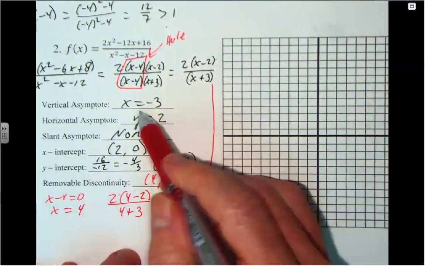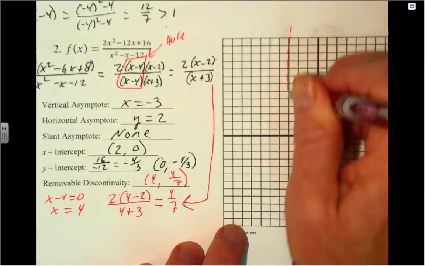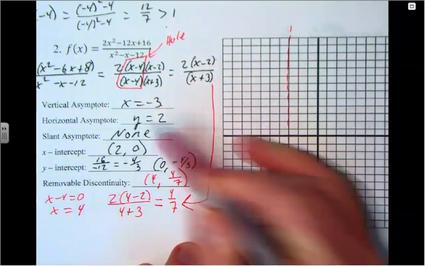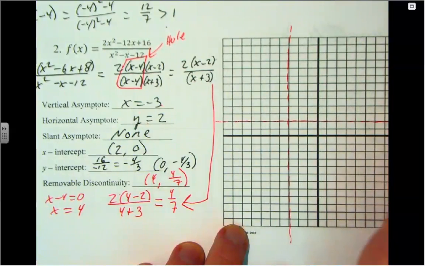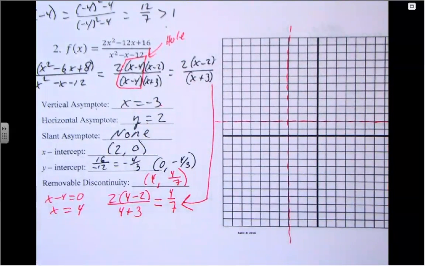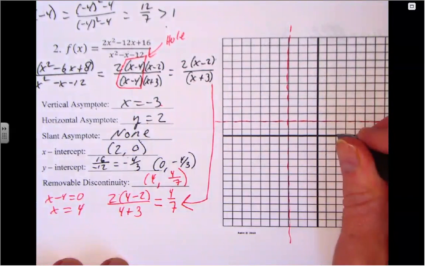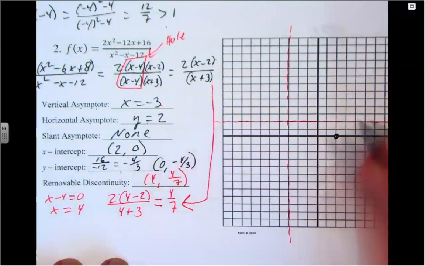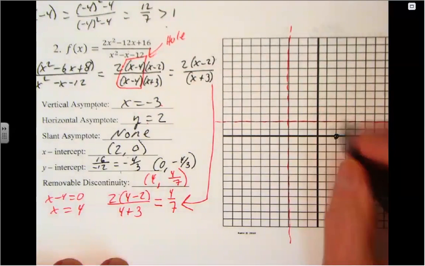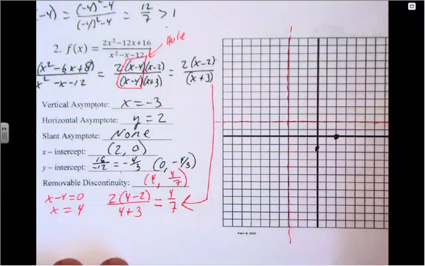So asymptotes, -3, only one. 1, 2, 3. Y equals 2. Intercepts (2, 0), so 1, 2, right there. Y-intercept, -4 thirds, a little less than 1. So -1, a little more than that. I should say a little more than 1. All right there, close enough.